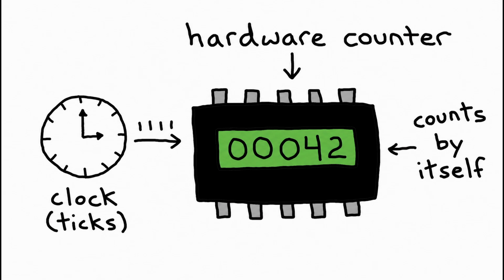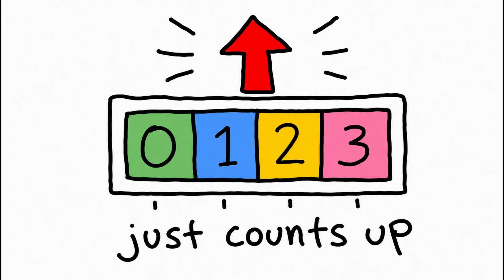Let's start with timers. A timer is a hardware counter built into your microcontroller that increments at a fixed clock rate, completely independent of whatever your code is doing. It just counts up and up at a precise frequency all by itself.